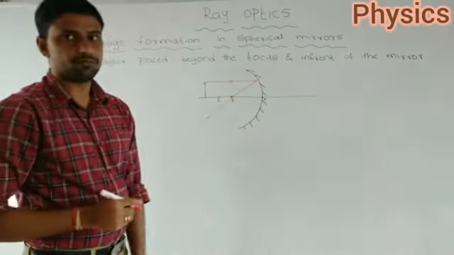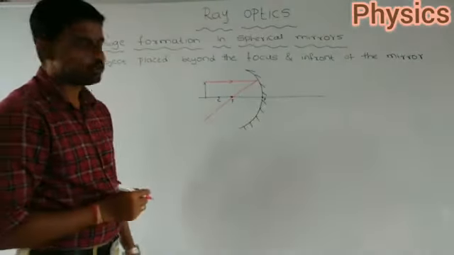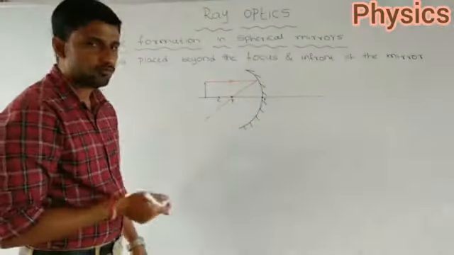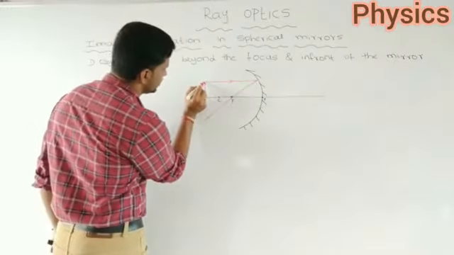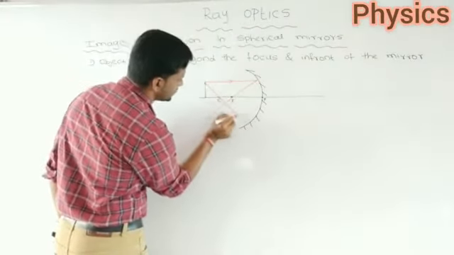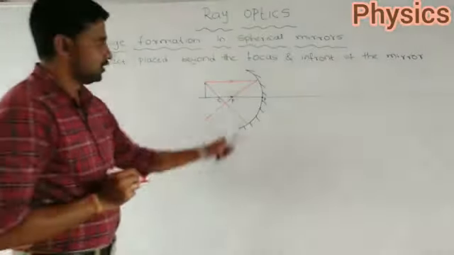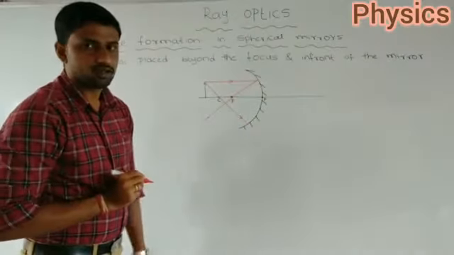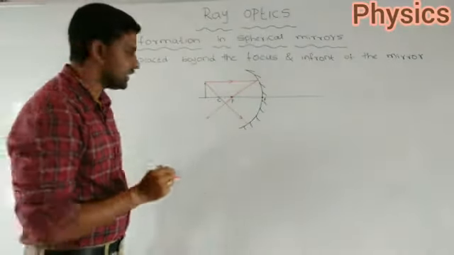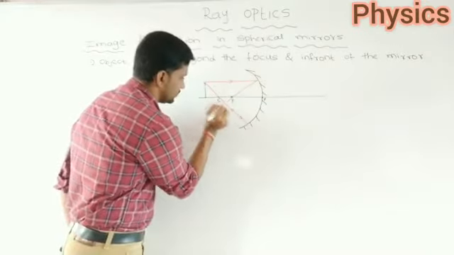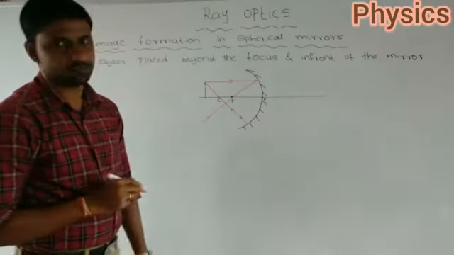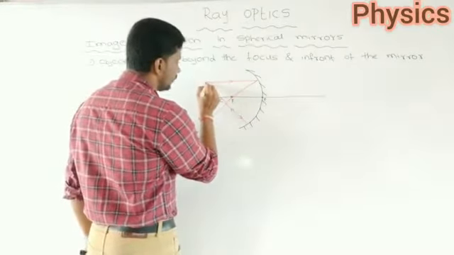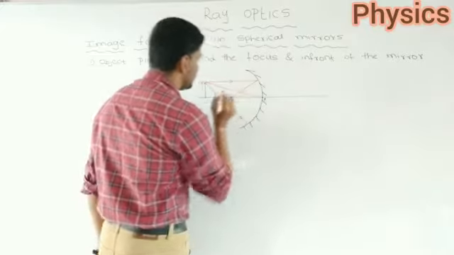This is the first ray of light, and I am going to incident another ray of light from this object. That ray of light passes exactly through the center of the concave mirror. When it passes through the center of the concave mirror, after reflection it retraces its path like this. So this is the second incident ray. And I am going to take another ray of light which is incident exactly on the pole of the concave mirror.